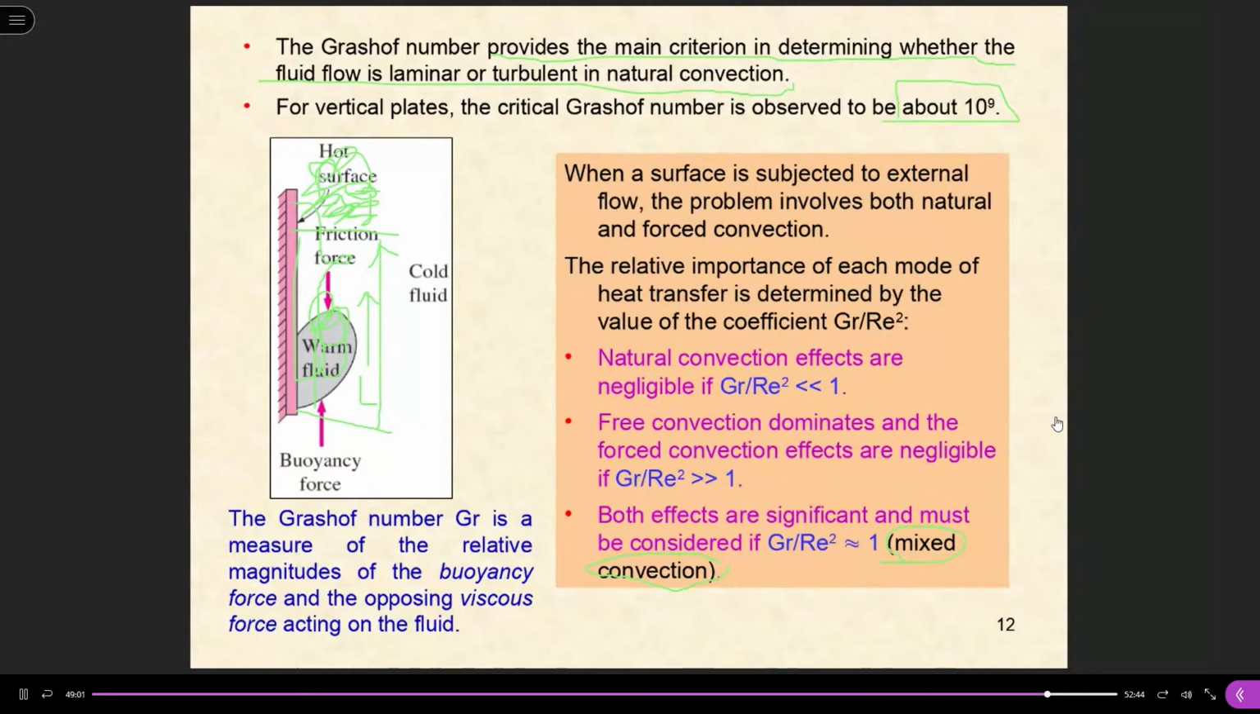When the Grashof number is much smaller than the square of the Reynolds number, this will be forced convection. You can use the equations we learned in the first lecture of natural convection, the week before last week. Today we only focus on this case, where the Reynolds number is small, closer to 0.